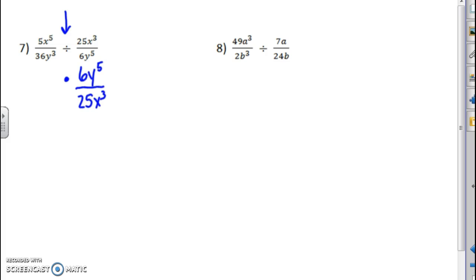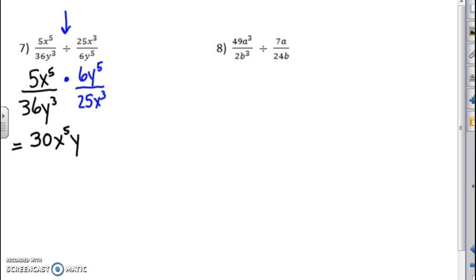Okay, now, that being said, you're going to have to make a decision on these monomials, how you like to do them. Yesterday, a lot of you looked within each fraction, so like you look at this 5x to the 5th over 36y to the 3rd to see if that would reduce. And the same thing with this one on the right, the 6y to the 5th over 25x to the 3rd to see if that would reduce. A lot of you didn't like to cross cancel. It made a lot more sense to many of you to just go ahead and multiply straight across.